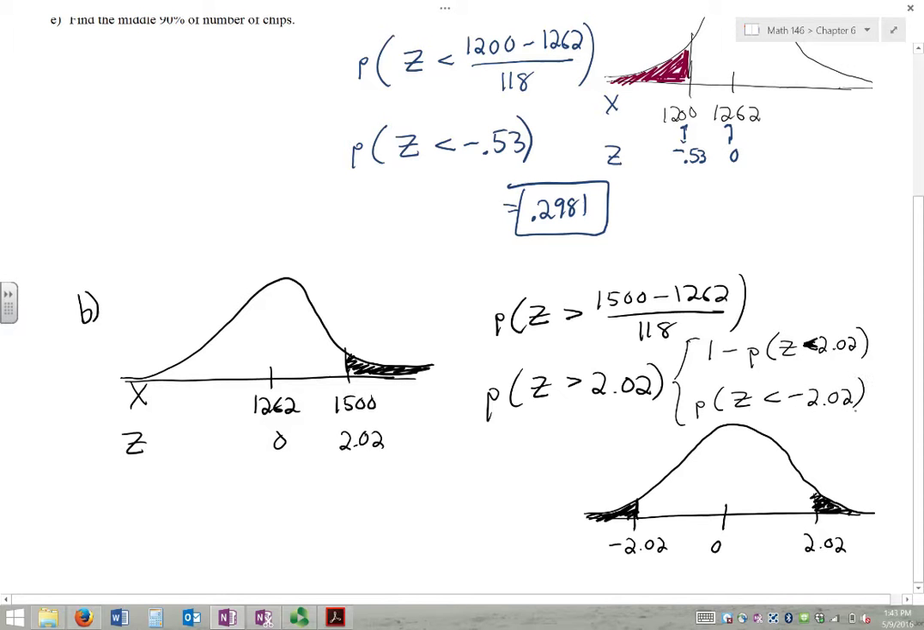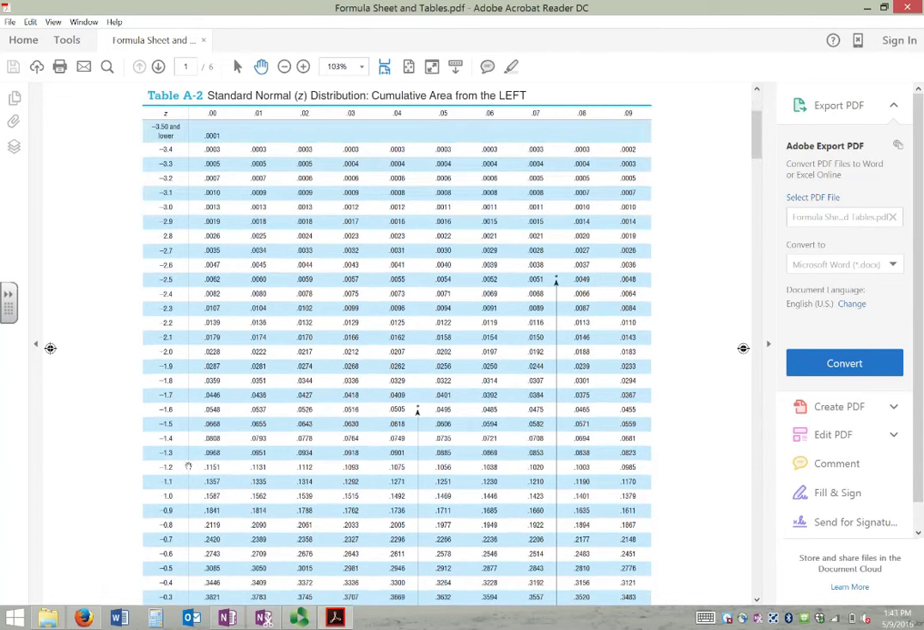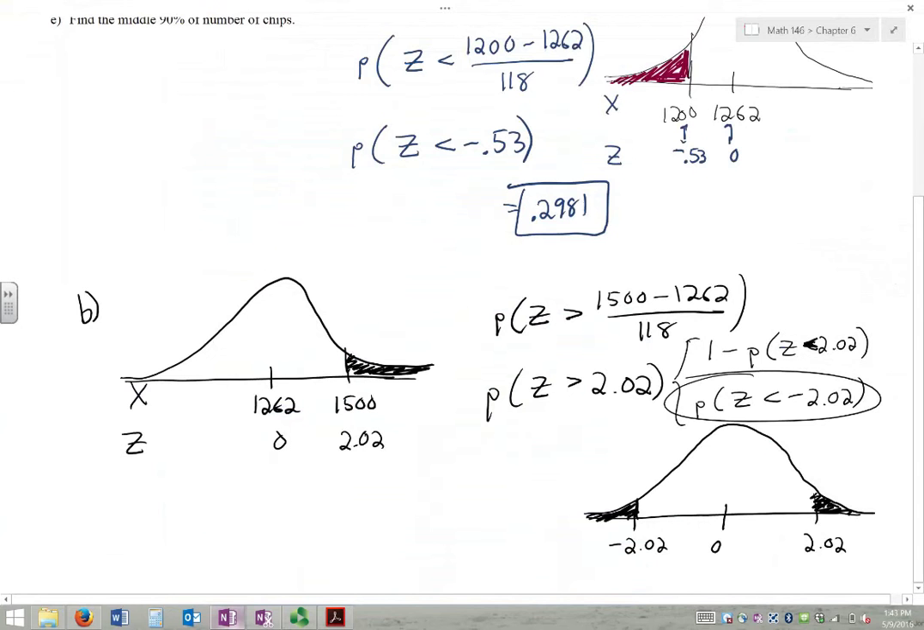I prefer the second method because if you can find the value directly from the table, you save the arithmetic, and therefore you save a possible error. So I'm going to go with this second, left of negative 2.02. So with that in mind, negative 2.0, 2.01, 2.02. It's 0.0217. And that's going to be our area.